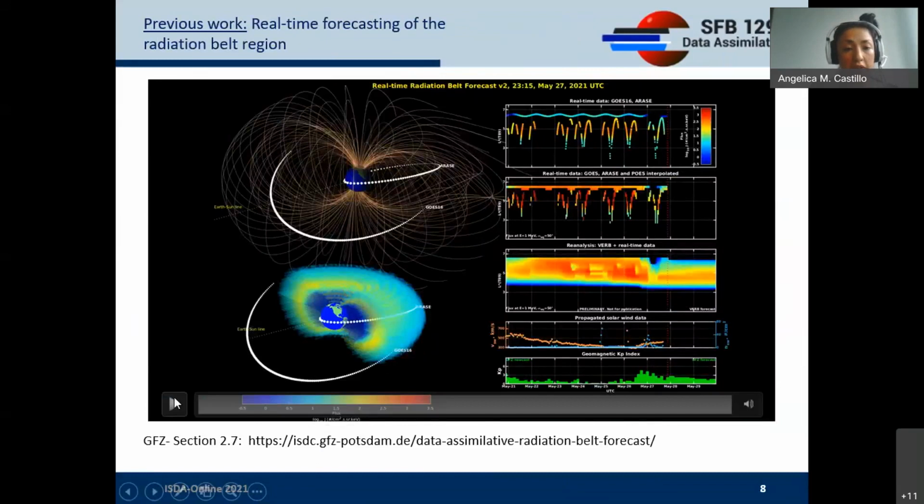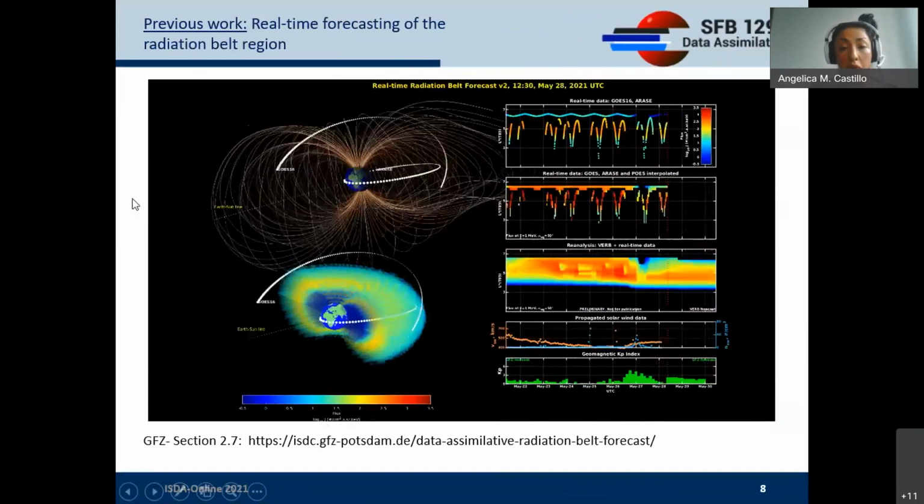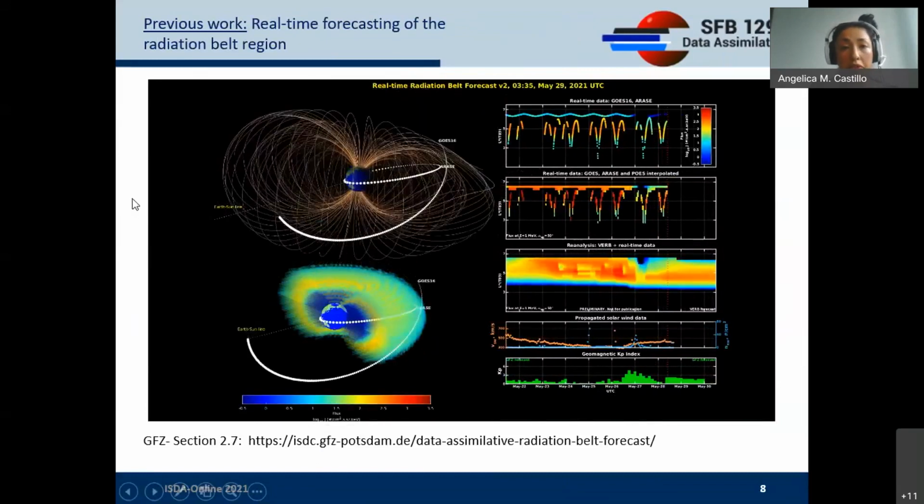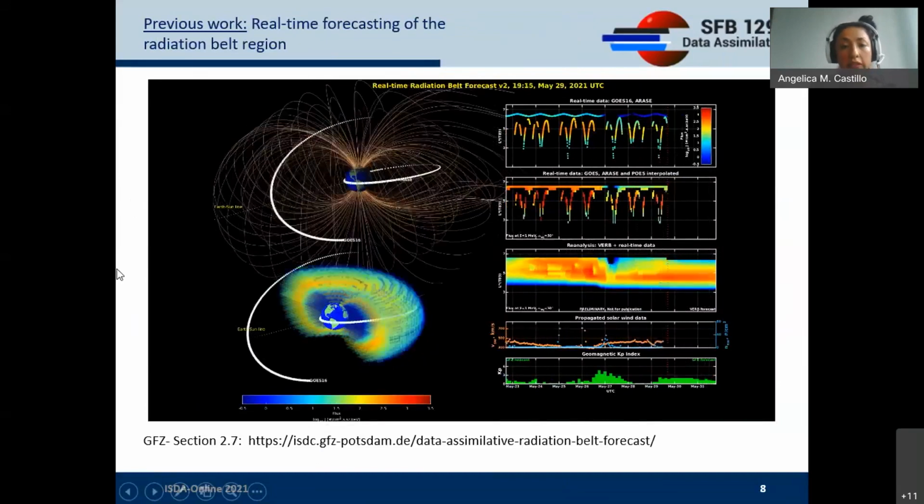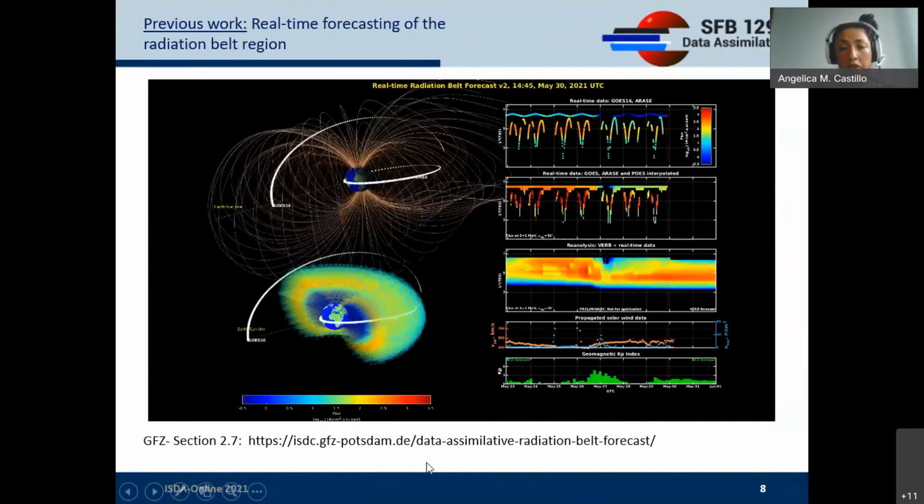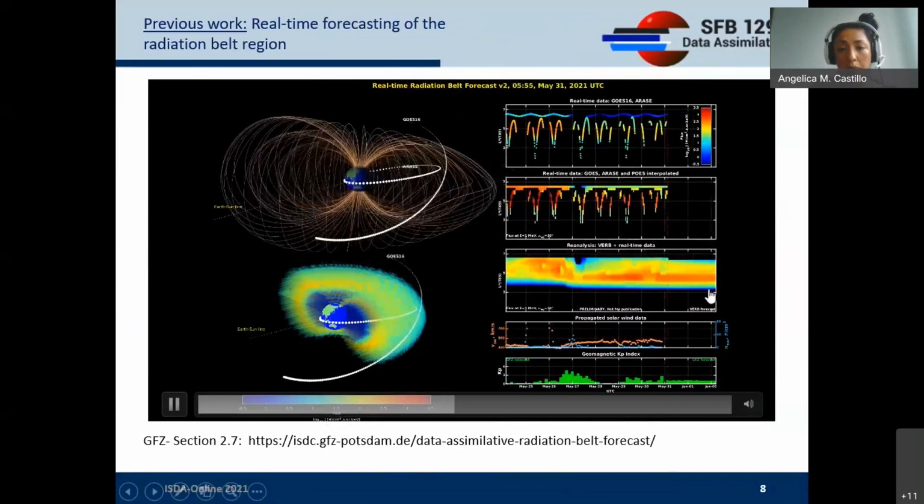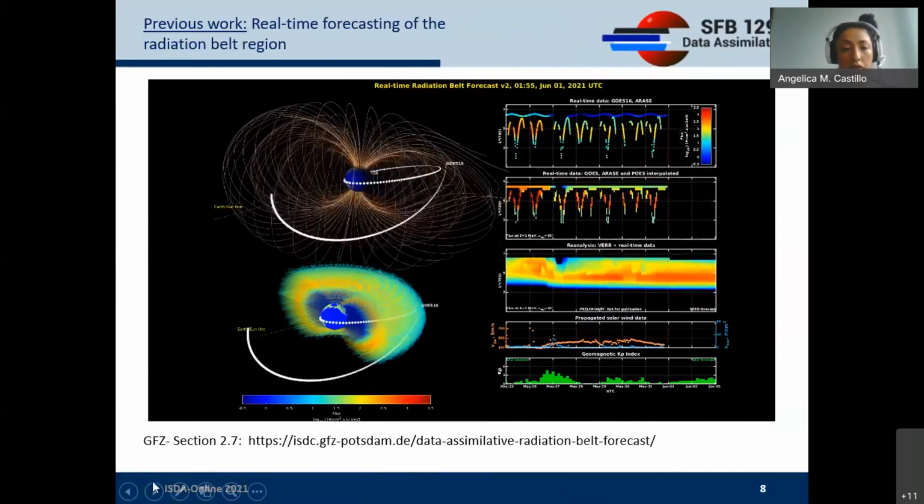Using the standard Kalman filter, our group was able to create a real-time forecasting service that is available on our webpage at GFZ and provides a forecast of about 3 days of the radiation belt system.